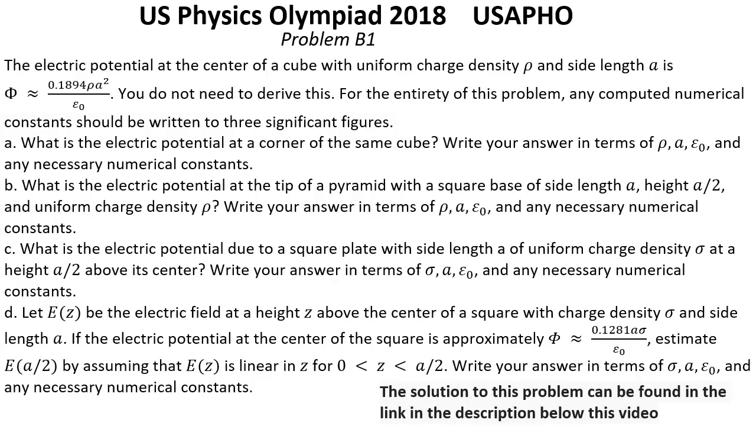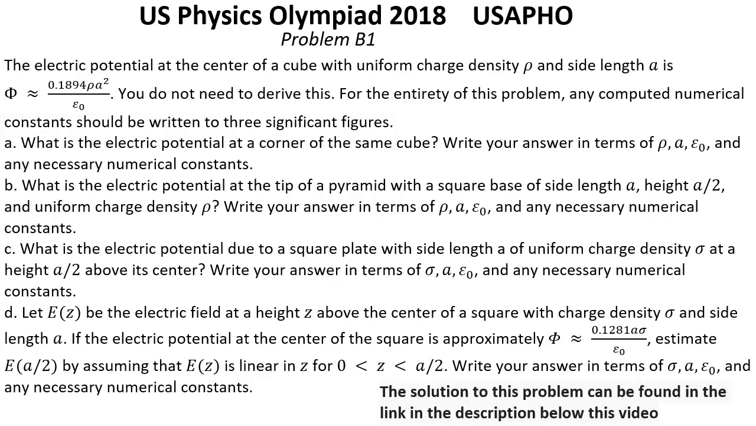Question A. What is the electric potential at the corner of the same cube? Write your answer in terms of ρ, A, epsilon 0 and any necessary numerical constants. Question B. What is the electric potential at the tip of a pyramid with a square base of side length A, height A over 2, and uniform charge density ρ?